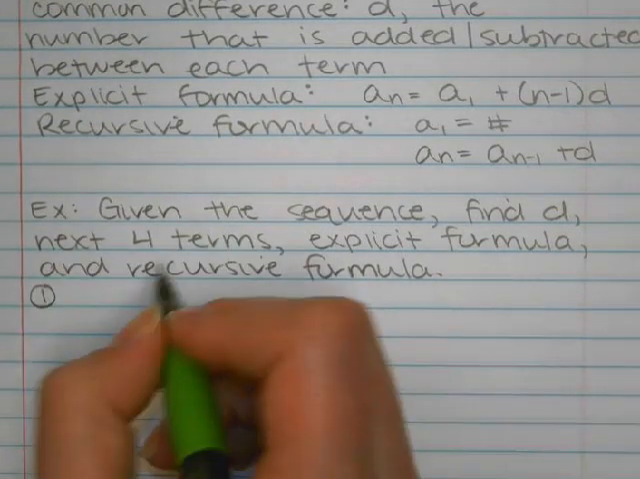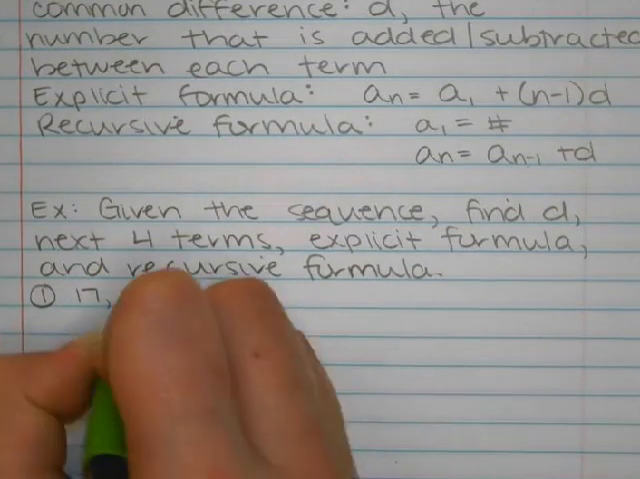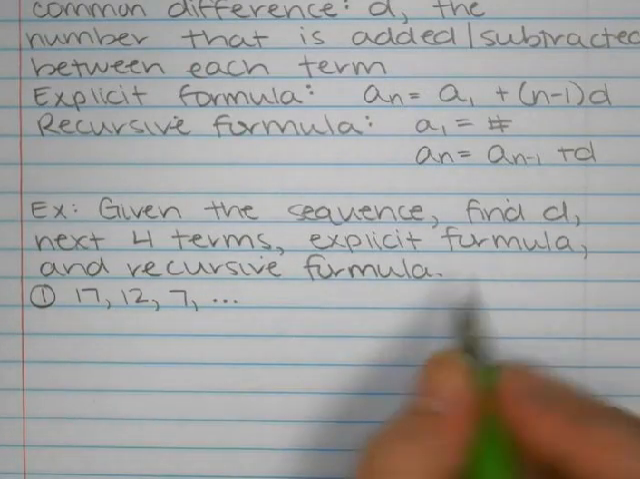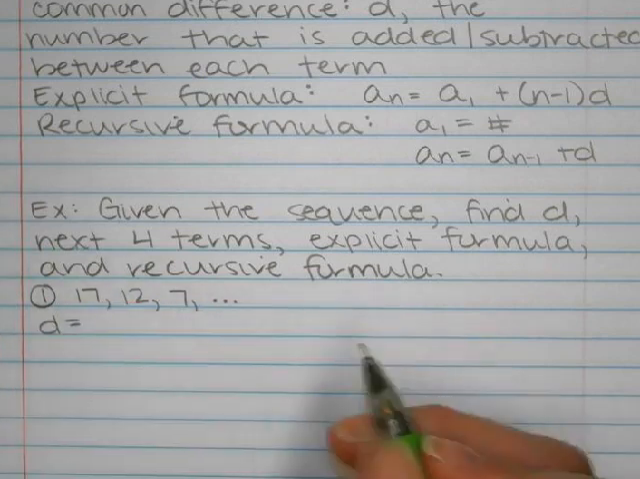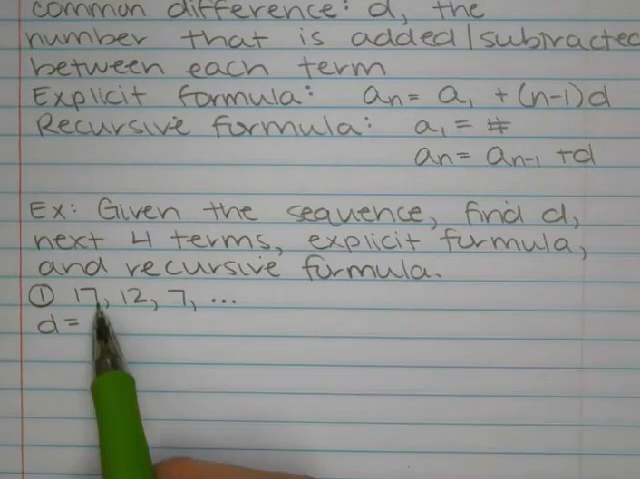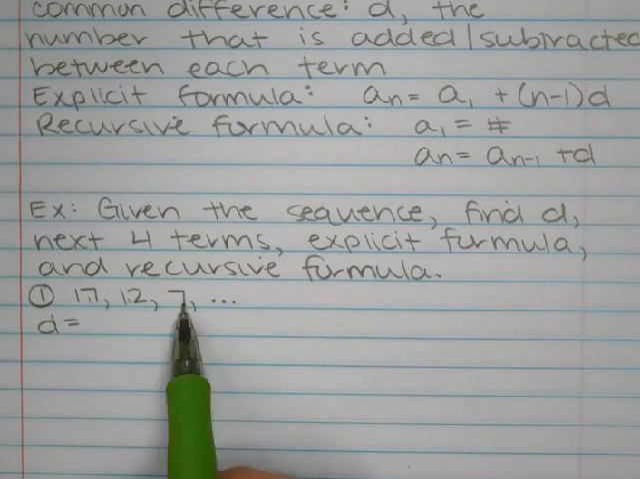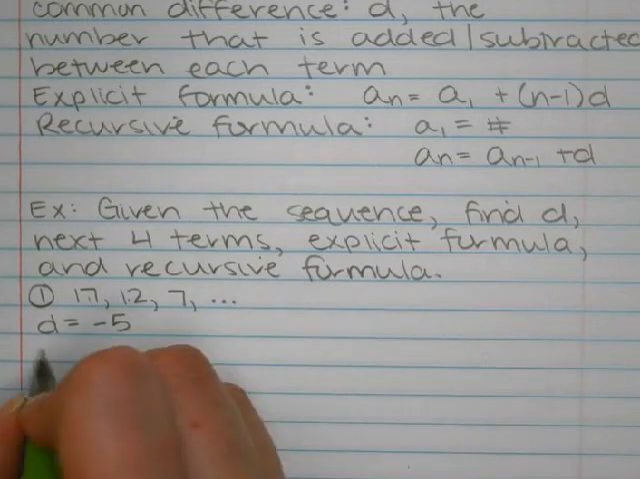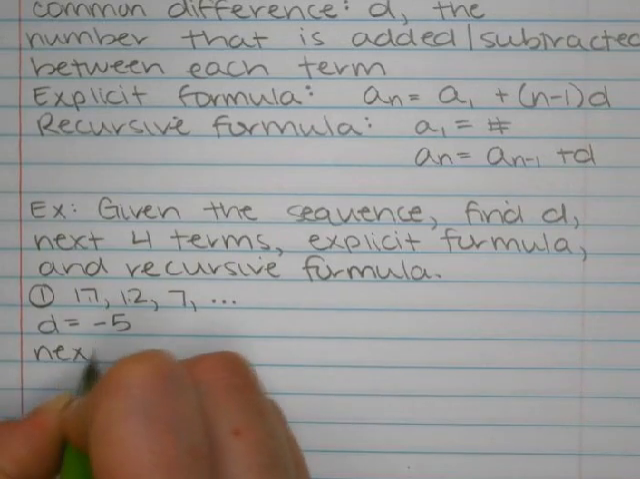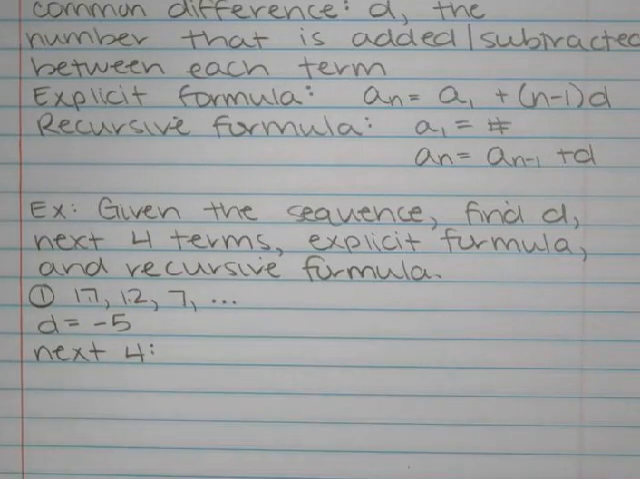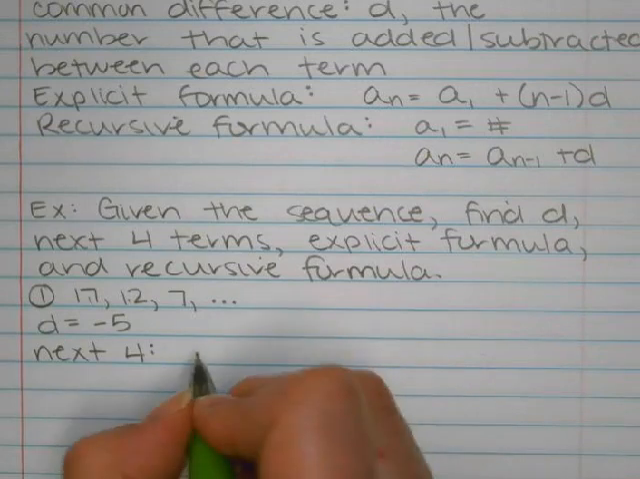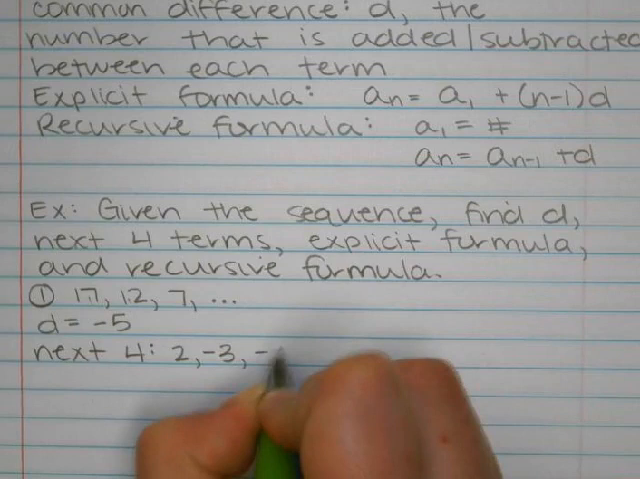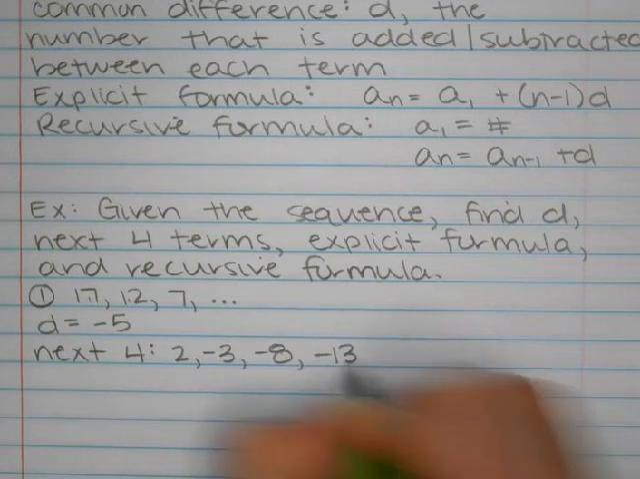So the first sequence we're going to look at is 17, 12, 7. And so we're going to find the common difference. The value for D is that if I look at this, I can see it's subtracting 5 each time. So I'm going to say -5. For the next 4 terms, I'm just going to subtract 5 to find the next 4. So 7 subtract 5 is 2. Subtract 5, subtract 5, subtract 5.